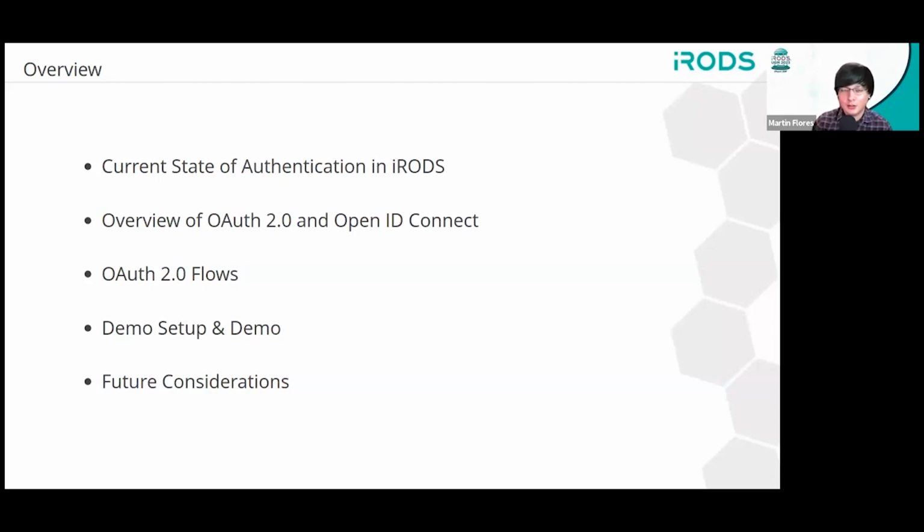Additionally, going over any potential issues we have while highlighting configurations that are needed to run the demo. From there, I'll talk about some future considerations, some things that we need to look out for in the future if we wish to further develop OAuth and the HTTP API.